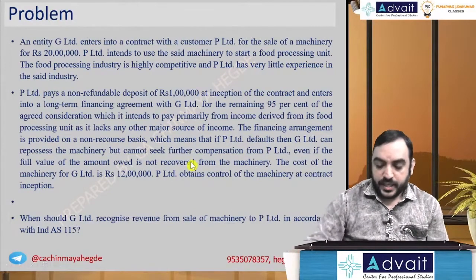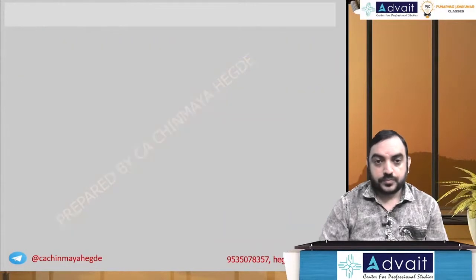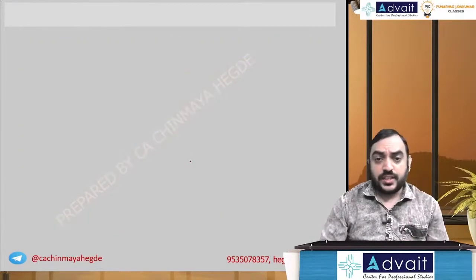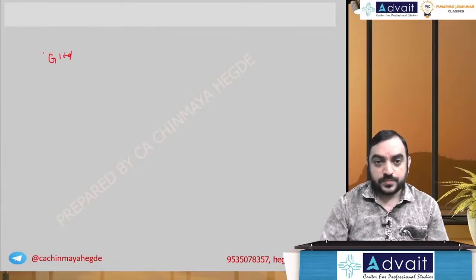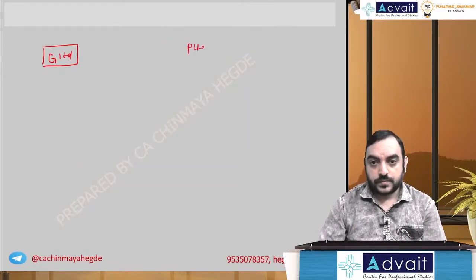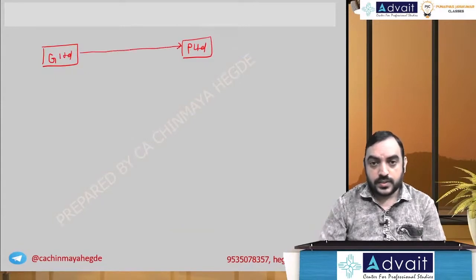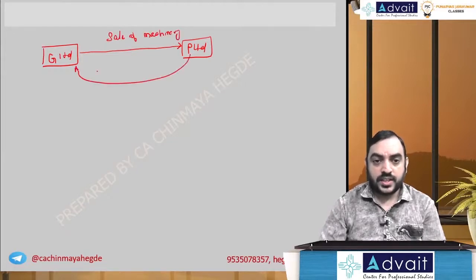Okay, let me explain the situation. Entity G Limited is one, the other is P Limited. G Limited enters into a contract with P Limited for sale of machinery. So it is sale of machinery. And they'll make a payment consideration of 20 lakhs.